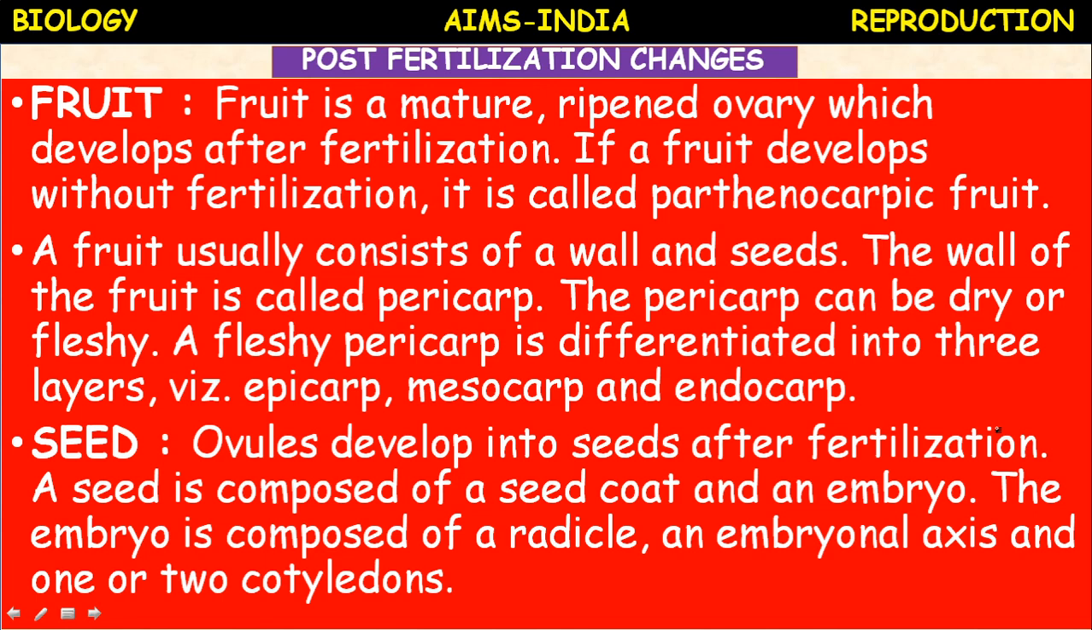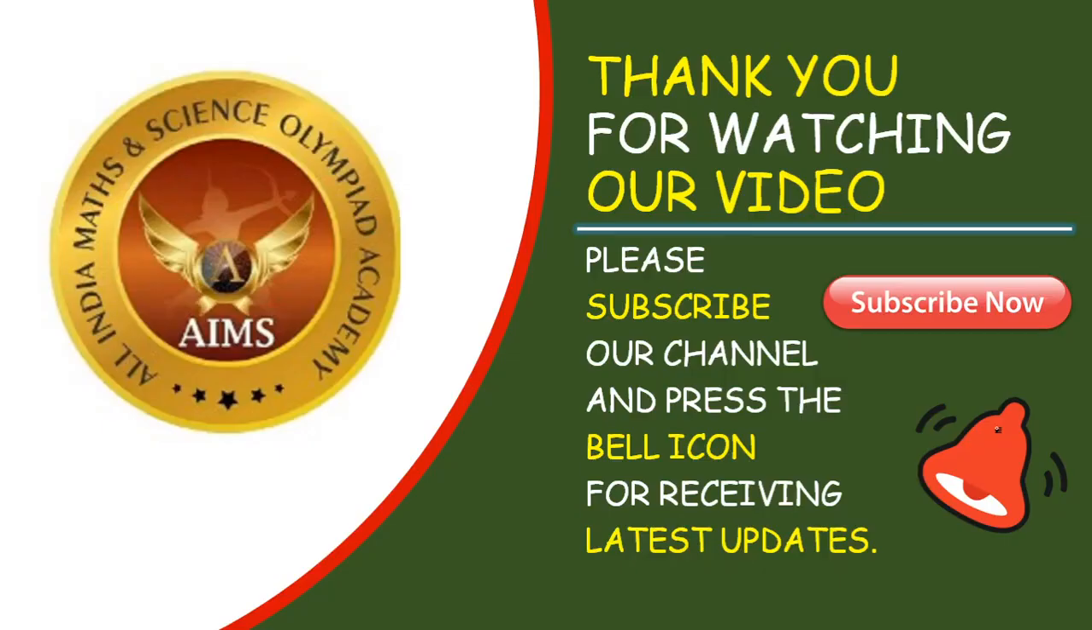So up to now, what is fertilization, what is pollination, what are the types of pollination, and what are the post fertilization changes. Here simply you can remember, after fertilization the ovary develops into fruit, ovules develop into seeds. Okay, the integuments of the ovule develop into seed coats. I hope you understood, children.